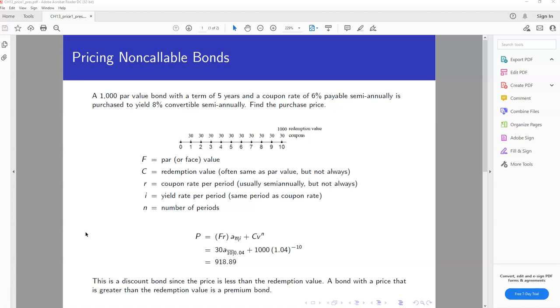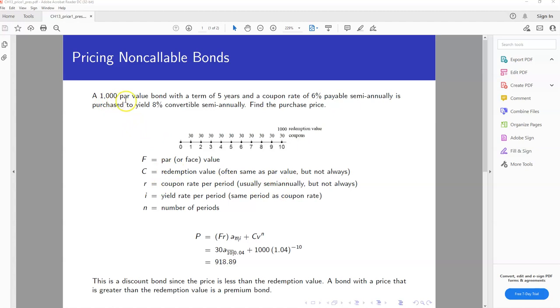So let's look at a specific example and talk about how we would price such a financial instrument. In this example, we've got a $1,000 par value bond. It's got a term of 5 years, a coupon rate of 6% semi-annually, and it is purchased to yield 8% convertible semi-annually. So lots of different terms in here. Let's talk about the different pieces.